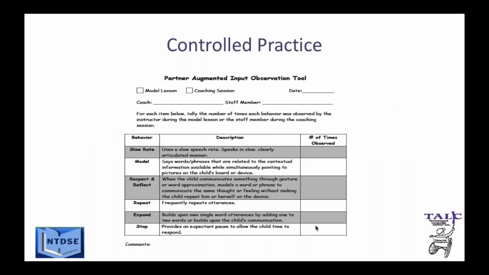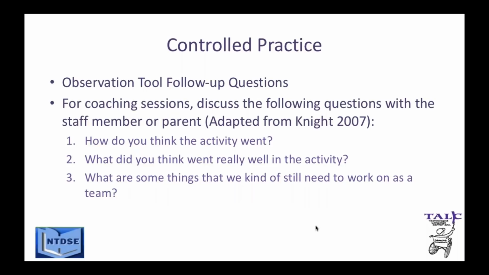What you'll actually see is that we have all of the critical behaviors that we're looking for in partner-augmented input. So the slow rate, model, respect and reflect, etc., as well as a description of the behavior. And then here on the far right side of the form, we actually tally the number of times that each of those critical elements was observed. And as we're using the observation tool follow-up questions for our coaching sessions, we'll discuss these questions with that staff member or parents. Again, these were adapted from Jim Knight. And the question might be, how do you think the activity went? What do you think went really well in the activity? What are some things that we still need to work on as a team? So again, really giving an opportunity for that reflection that we talked about.